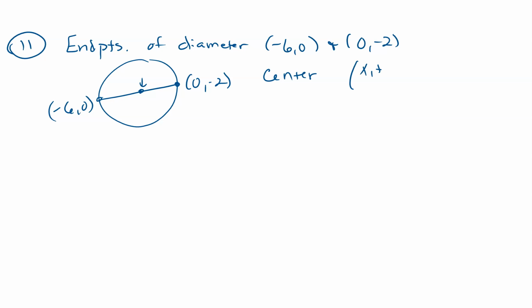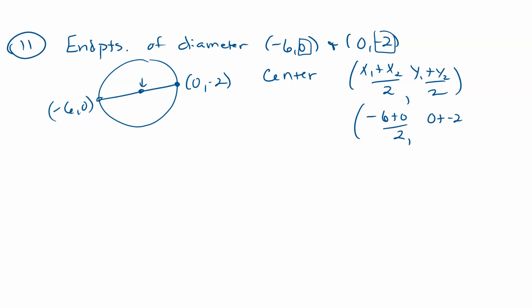And remember, the midpoint formula we learned at the beginning of the semester was x1 plus x2 over 2, and y1 plus y2 all over 2. So I'm going to plug in our values and get negative 6 plus 0 over 2, and 0 plus negative 2, use these two together, right? All over 2. And I get negative 3 and negative 1 as my center.